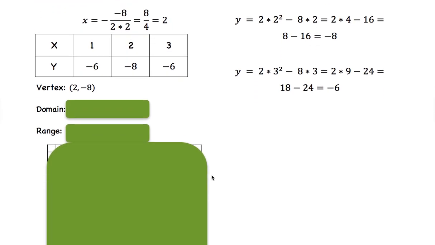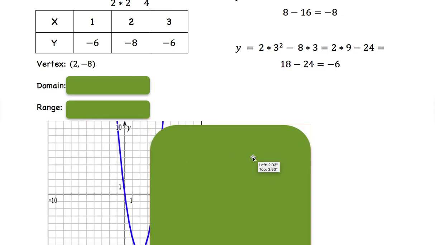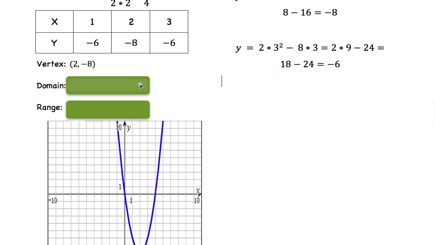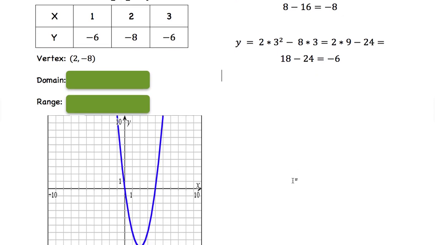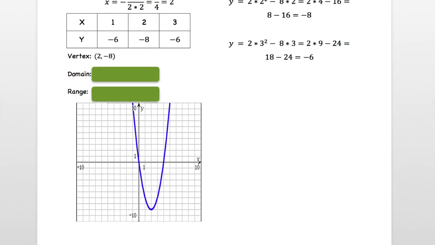Now, before we get to the domain and range, let's go ahead and look at our graph. And let's see, what do I have selected? Yep, there we go. If we plot our point, let me see if I can make this screen smaller. There we go.